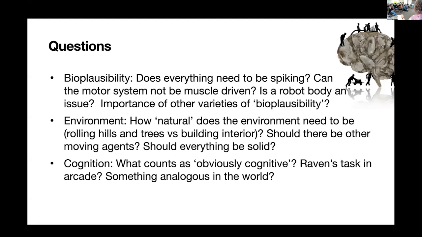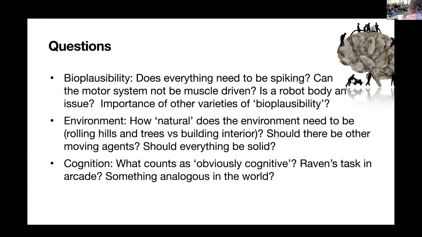On the environment side, how natural does the environment have to be? Do you need lots of rolling hills and trees, or is being inside a building kind of fine? Should there be other agents moving around? Is that critical in order to establish the embeddedness of the model? Should everything be solid? You might have noticed that our robot was just walking through tables and stuff, as one does in robot simulators all the time.